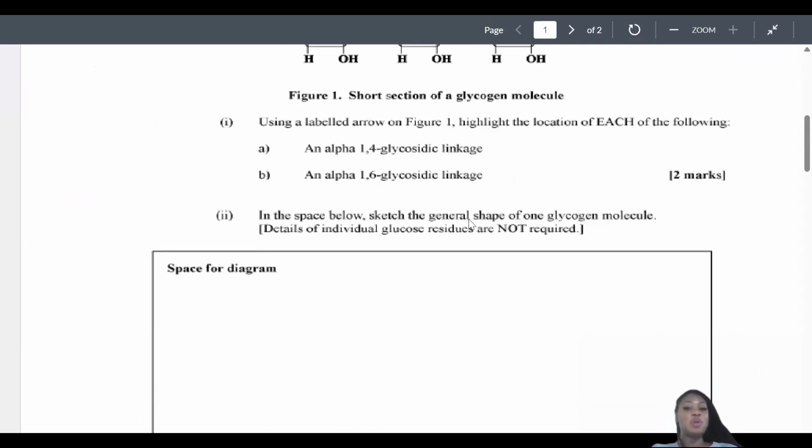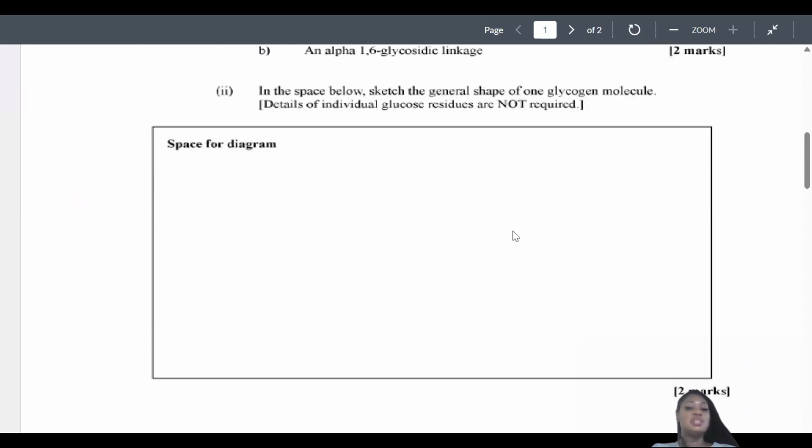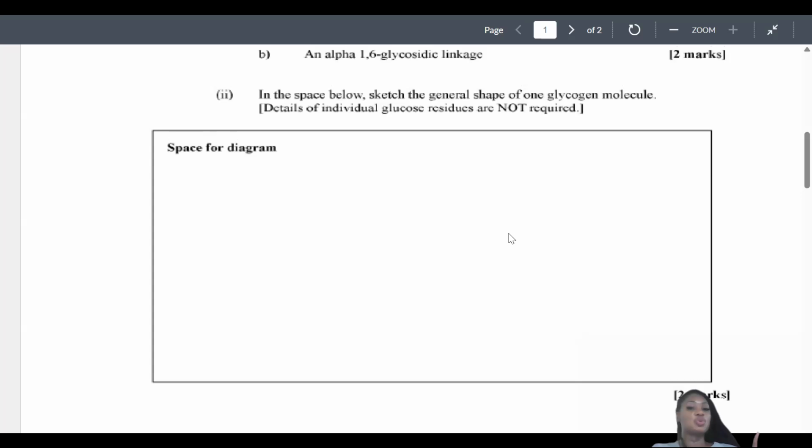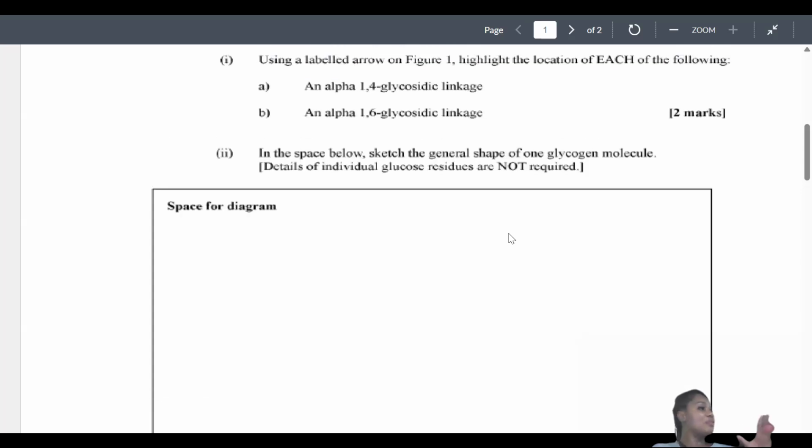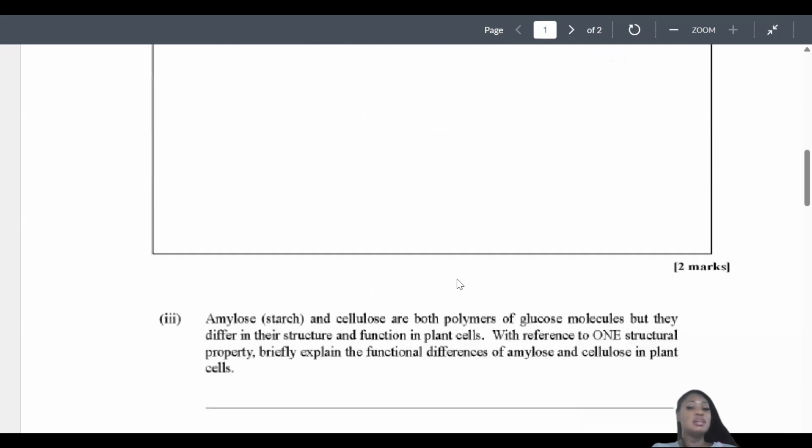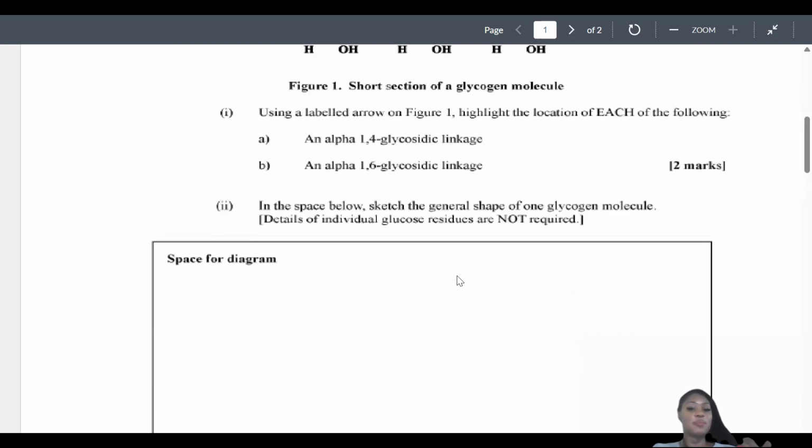Then in the space below, they want you to sketch the general shape of a glycogen molecule. You do not need to give details of the glucose structure. Remember that simplified version that I gave you to draw, that's what you could put right here as a general structure of glycogen, all right?